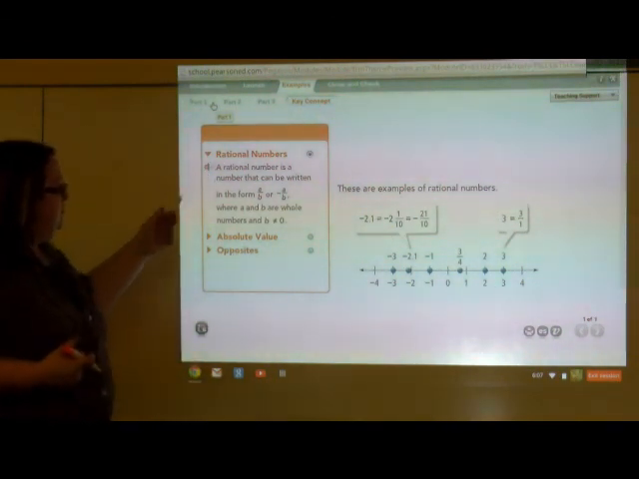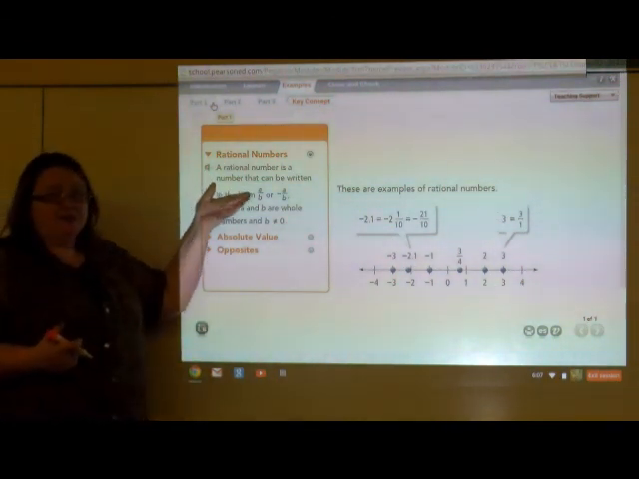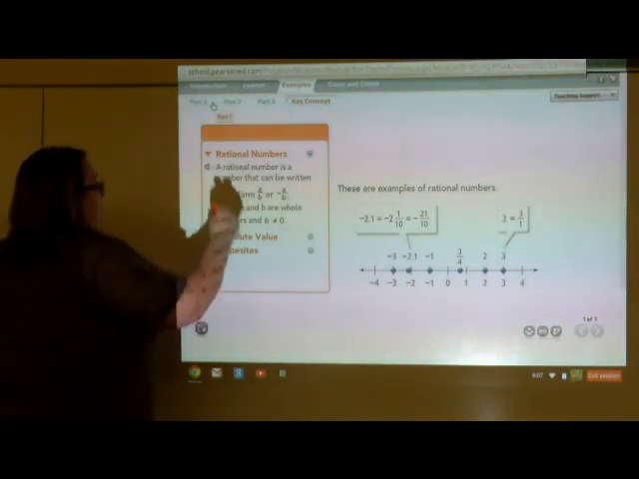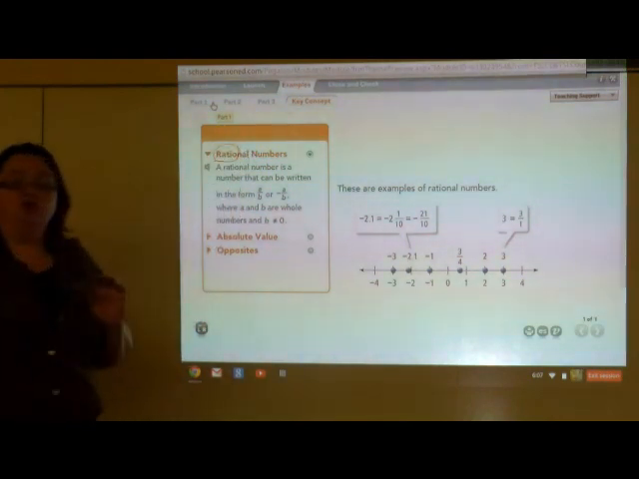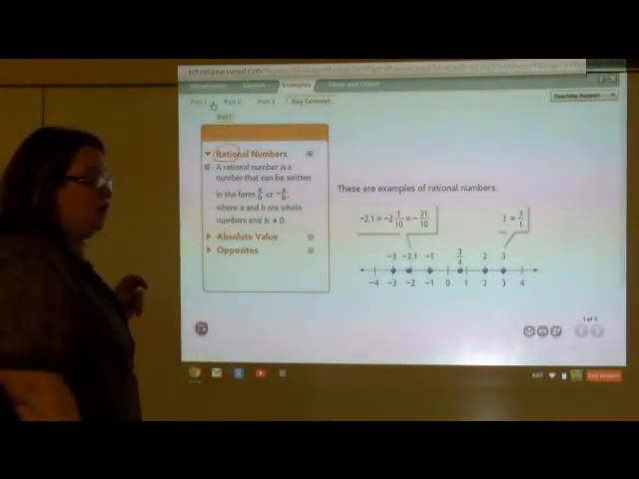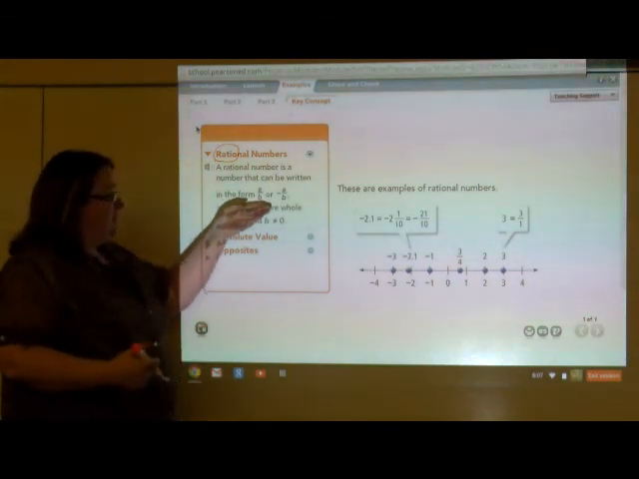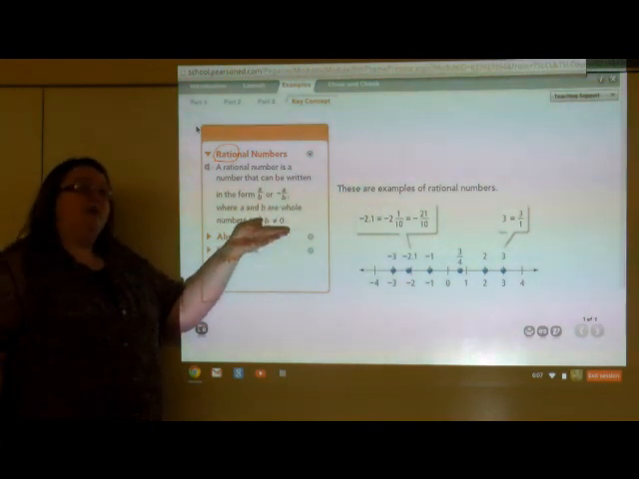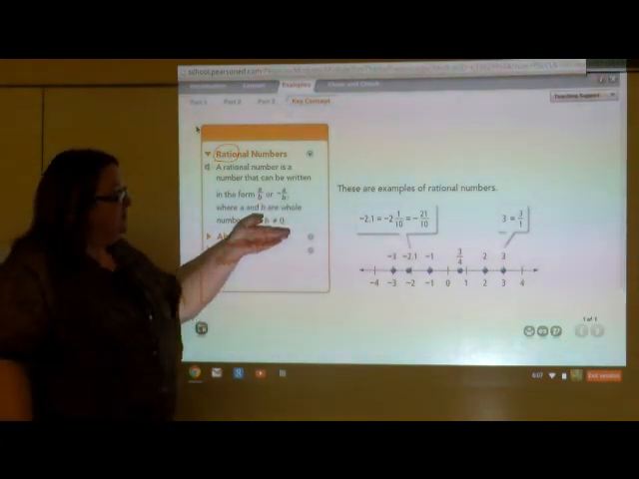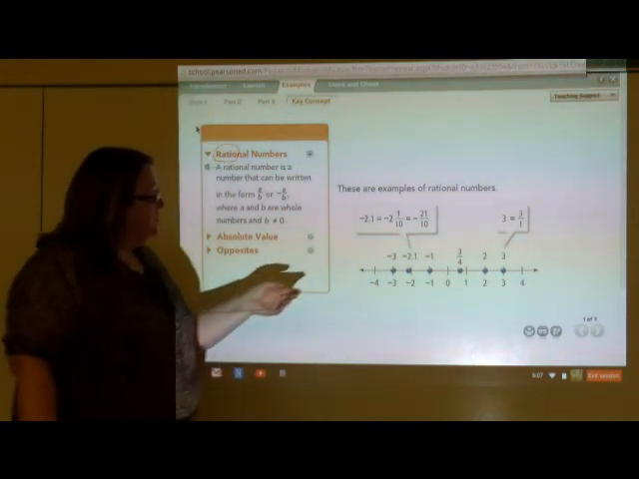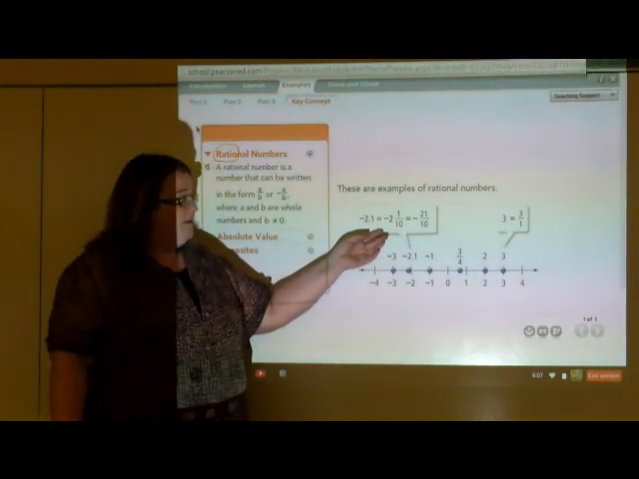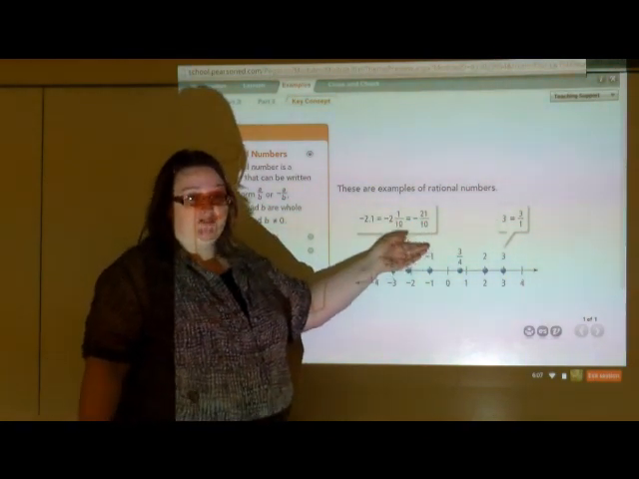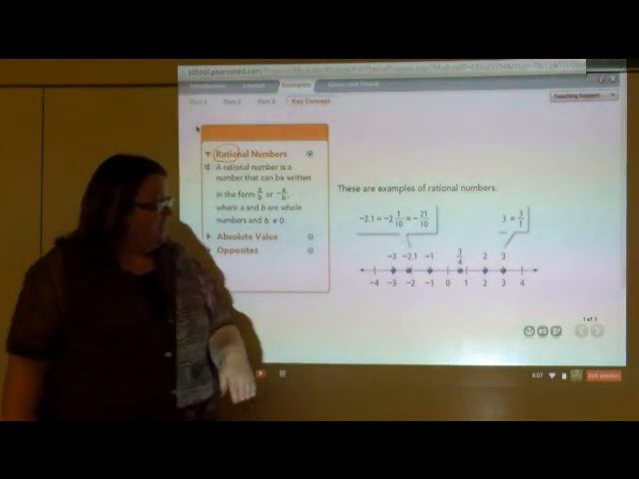So a rational number. We talked about this at the beginning of this video, and it can be written in the form of a ratio. Remember, I've asked you to circle the word ratio when you see that so that you know you're talking about ratios. And they can be written as A over B or negative A over B, so long as B is not equal to 0. So if we come over here, we see some examples. We see negative 2 and 1/10 can be rewritten as negative 2 and 1/10, or we can put it as an improper fraction of negative 21 over 10.